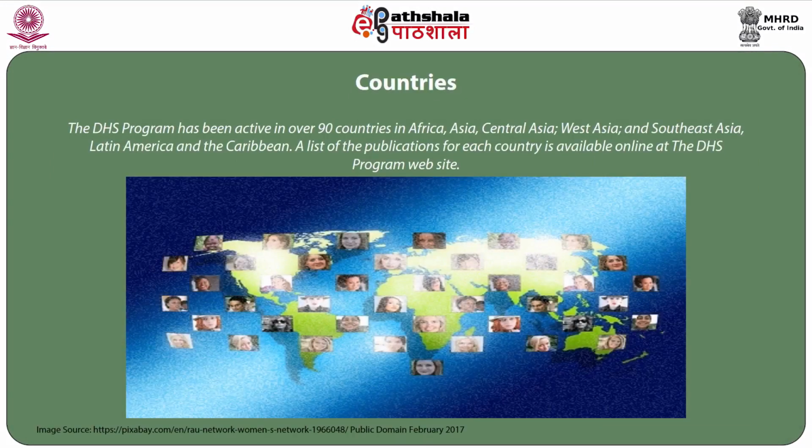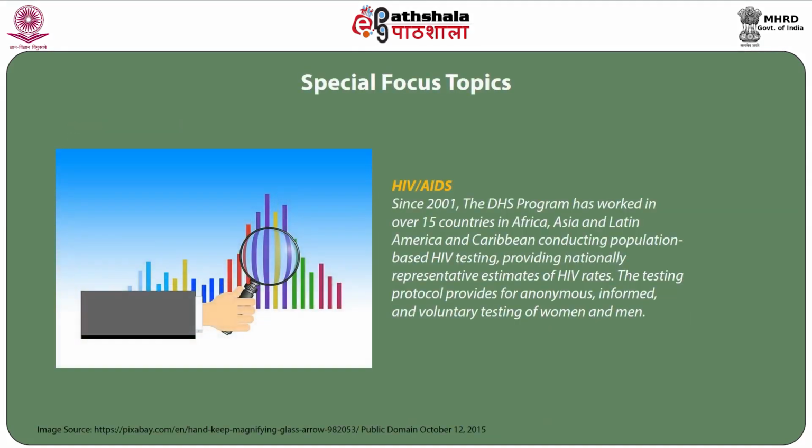Countries. The DHS program has been active in over 90 countries in Africa, Asia, Central Asia, West Asia, and Southeast Asia, Latin America, and the Caribbean. A list of the publications for each country is available online at the DHS program website. Now we'll have a look at the special focus topics under this module.